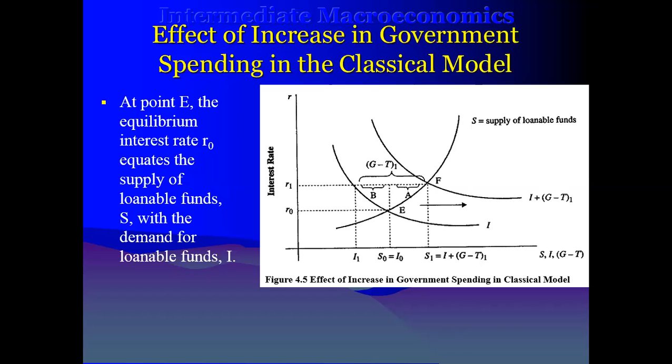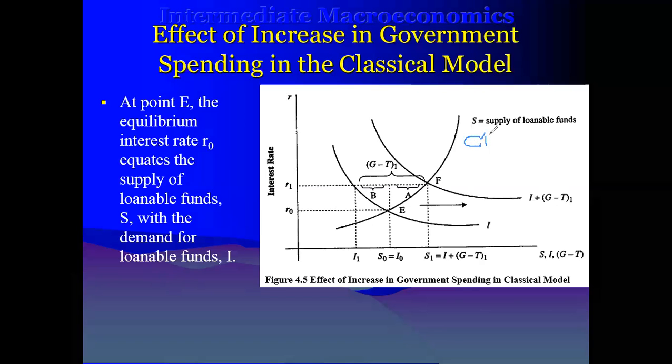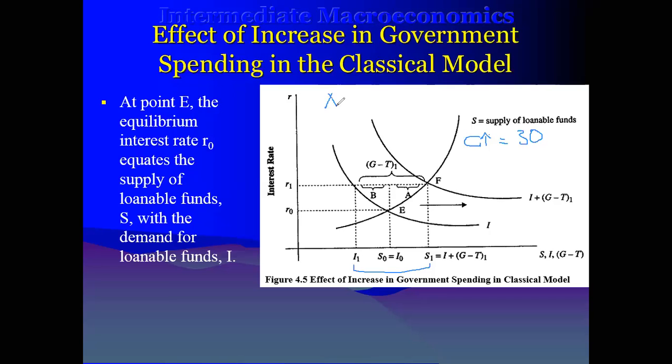Let me use an example, assuming that G increased by say 30. Okay, G has increased by 30, so that is seen as this portion from here to here. This whole side is 30. Good. Now after this increase, it means that aggregate demand too has increased by 30. So let's hold on to this.